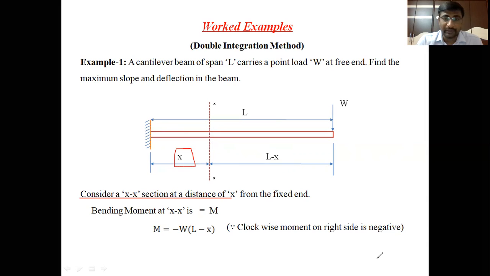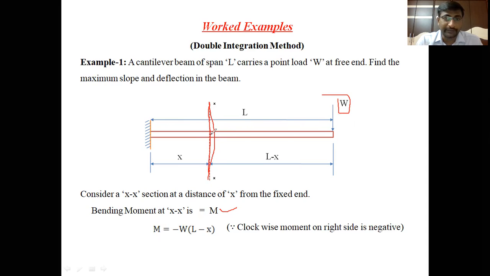Clear, students? So after considering the section, you have to find the bending moment at XX section. This bending moment at XX section is M. How to find this M? Whenever you consider the XX section, you must consider the loads acting on the right side of that section. The bending moment at XX section means the algebraic summation of all the moments on the right side of the section. So what is the force acting on the right side of the section? Only W, a point load, is acting. Due to this point load, the bending moment will be developed at this section.